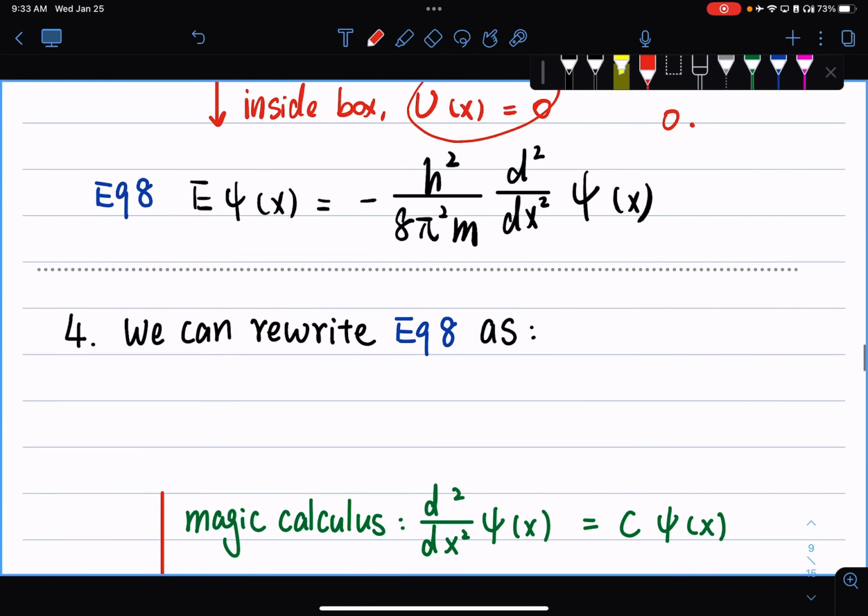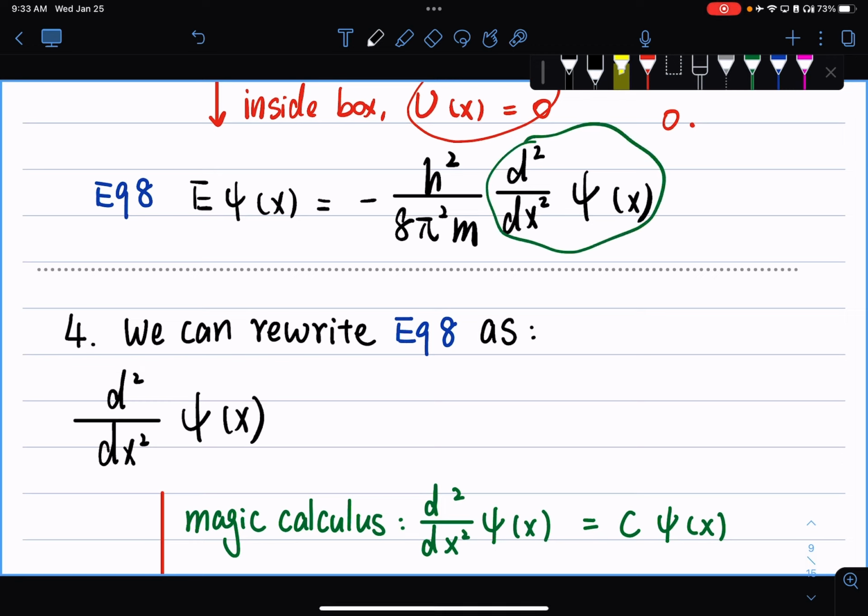Now let's rewrite equation 8 a little bit to make it clearer as a differential equation. So d squared/dx squared of phi(x), that's this part, I'm just rewriting it so it's on one side of the equation, equals negative 8 pi squared m times E over h squared, times phi(x). What I'm doing here is just rewriting equation 8 so that the second derivative is on one side of the equation.